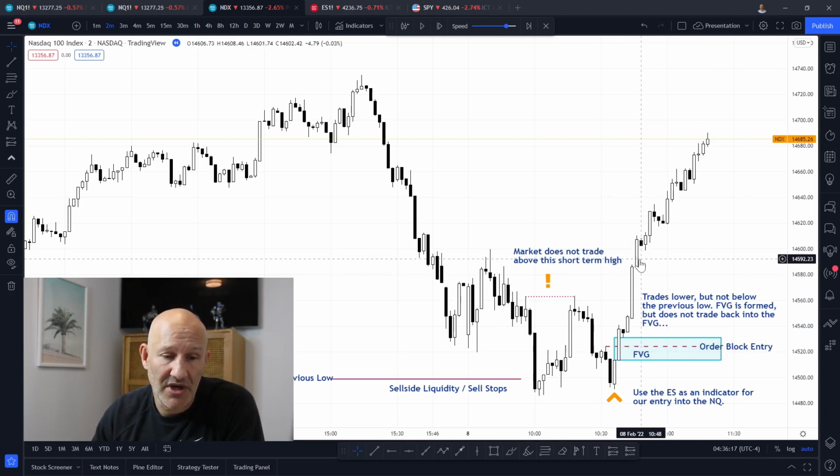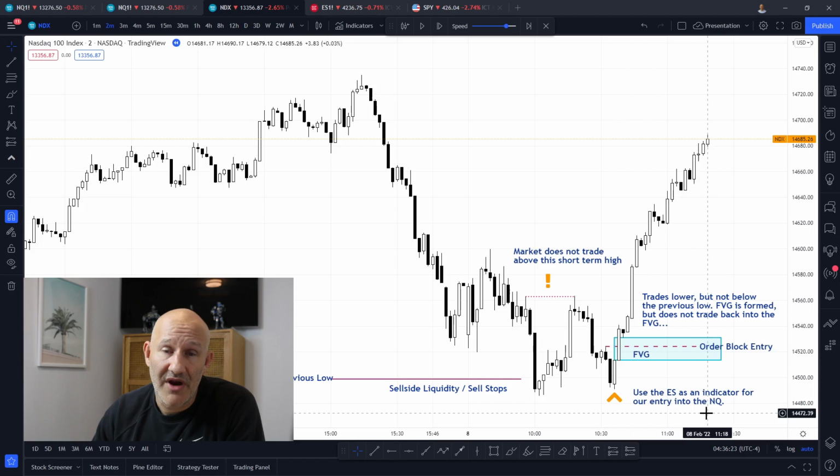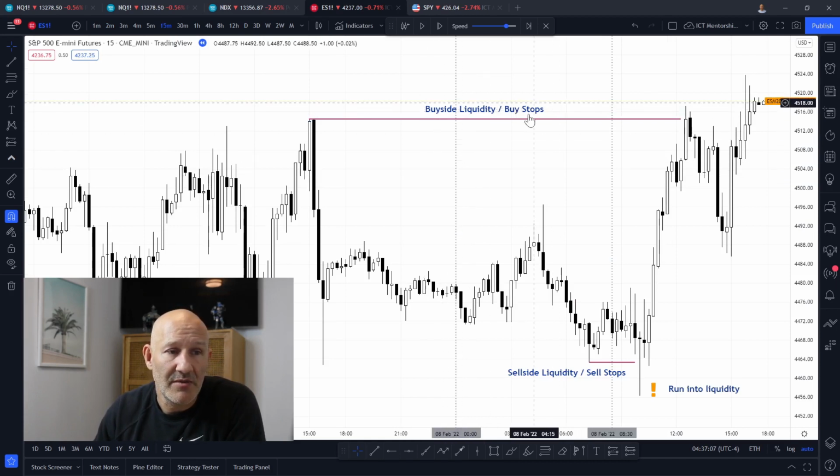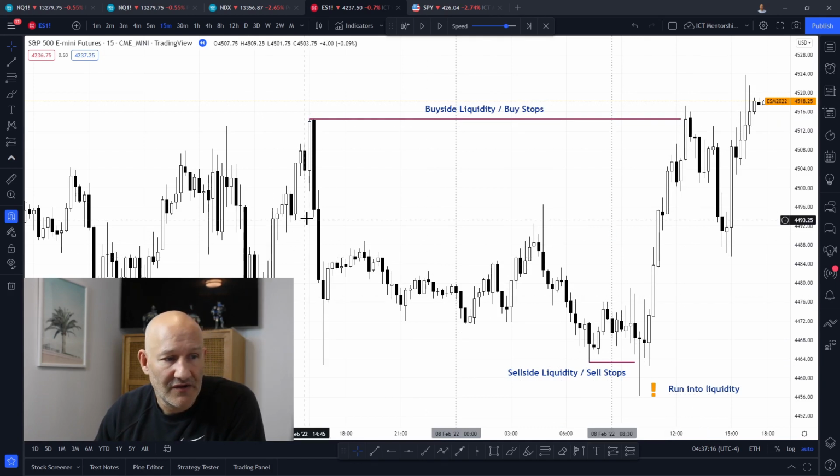order block entry either. And so in this example, this is where we can use the S&P as an indicator for our entry into the NASDAQ. So looking at the S&P on the 15-minute chart, we can see we have almost the same setup as we had on the NASDAQ. We have the buy side liquidity up here, and we have our sell side liquidity down here, and a run into that liquidity before the market trades higher. And you can see we also have that fair value gap sitting here at about that 50% level.